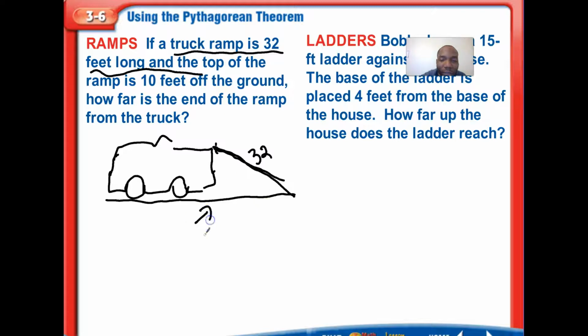This is the ground. Now, my ground looks wonderful. You can't talk about my ground. Okay, and it's 10 feet off of the ground, right? So that represents the 10 feet.